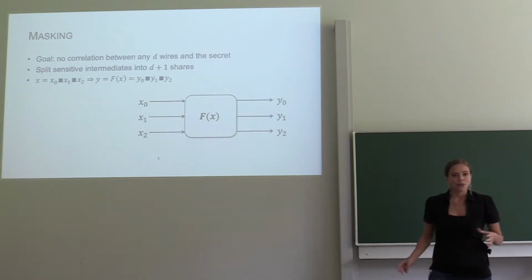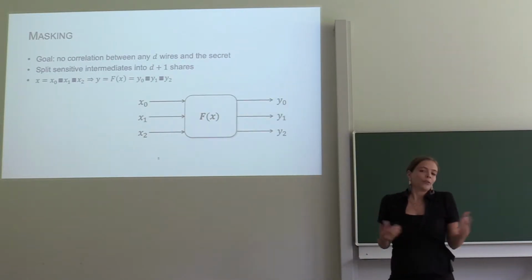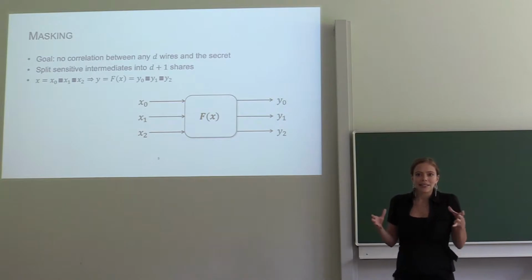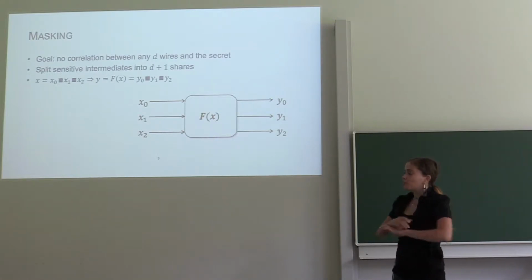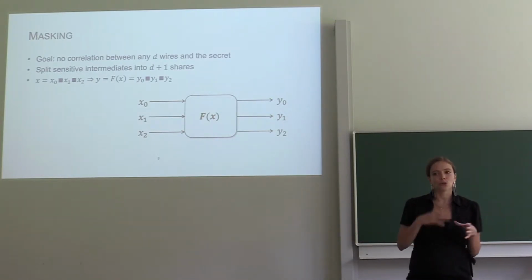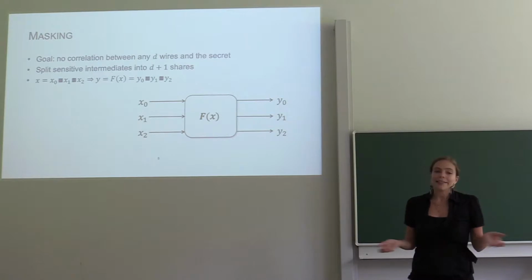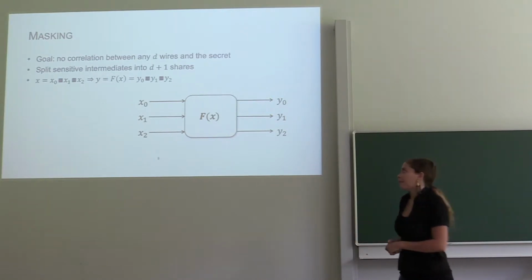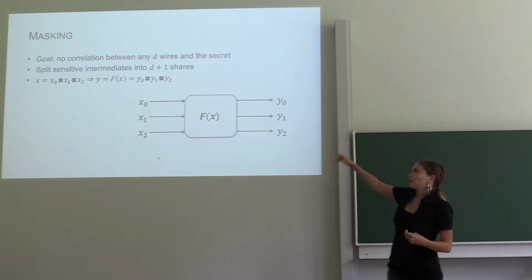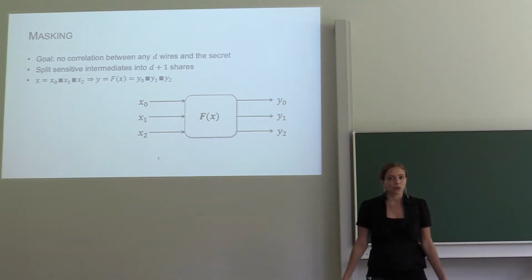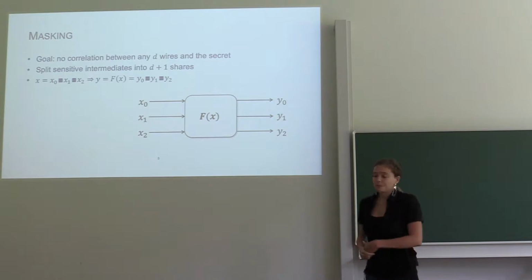Now, what does that mean? What do we do when we're masking? Well, obviously we need to make sure that any d values in our computation do not give any information about the secret. So we split our sensitive information into multiple parts, at least d plus 1. How you do that split, there are many possibilities. For example, if the shares are combined with exclusive OR operations, then you have Boolean masking.